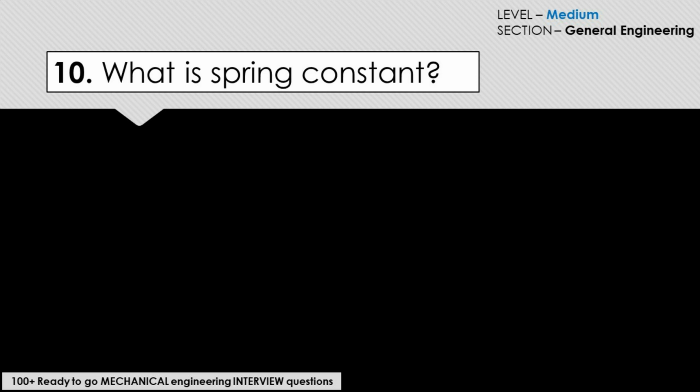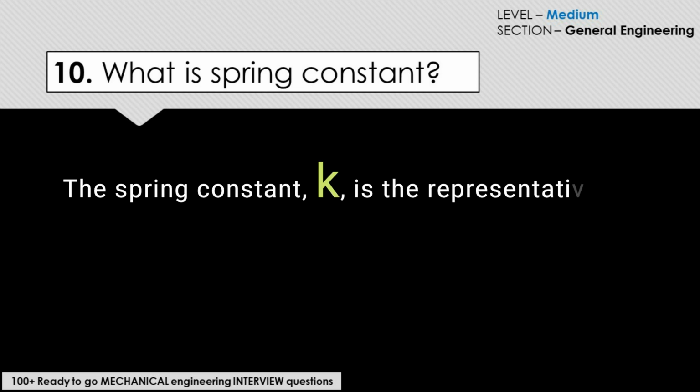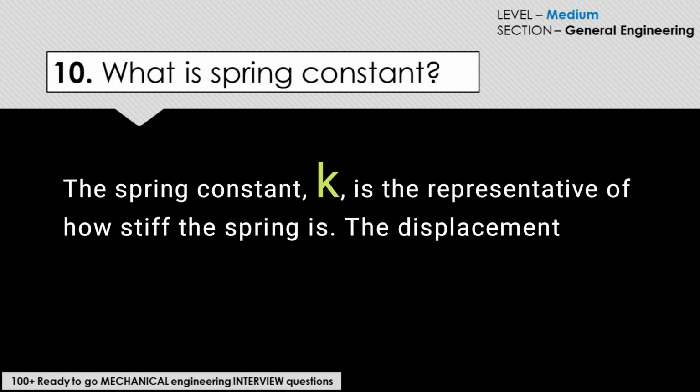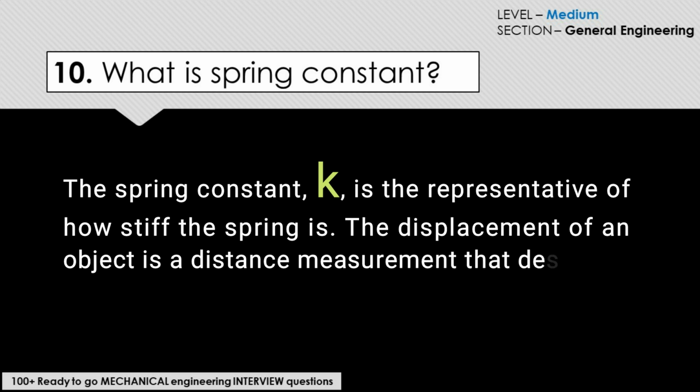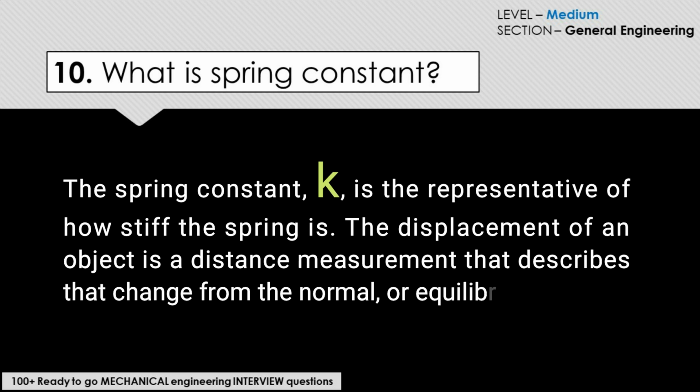What is spring constant? The spring constant, which is denoted by K, is the representative of how stiff the spring is. The displacement of an object is a distance measurement that describes that change from the normal or equilibrium position.